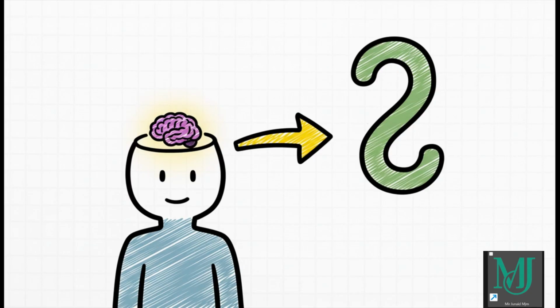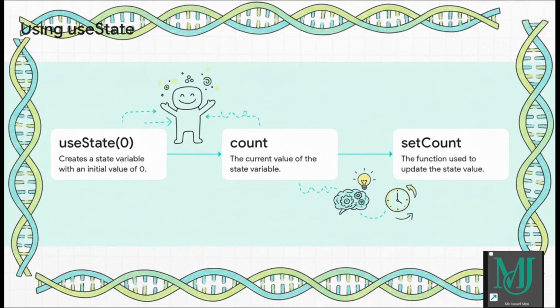Okay, so how do we actually give a component this memory? React provides us with a special tool for this exact job. It's called a hook, and this one is named useState. This is literally our key to creating and managing all of that internal memory.